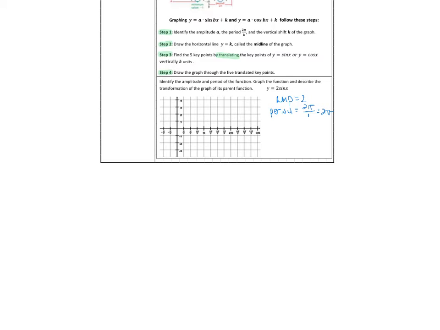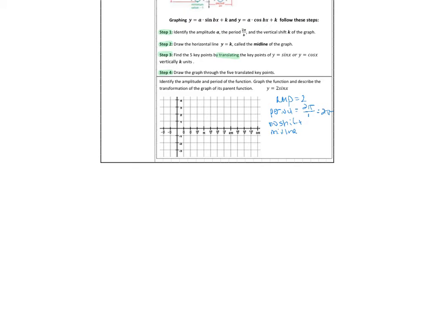Then we look for whether or not there's a shift. The shift is any number that's added or subtracted at the end of our sine, cosine, or tangent. In this case, we don't have any number there, so there's no horizontal shift. Then our midline, we want to identify as well.